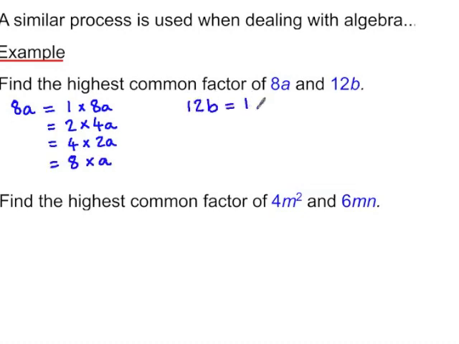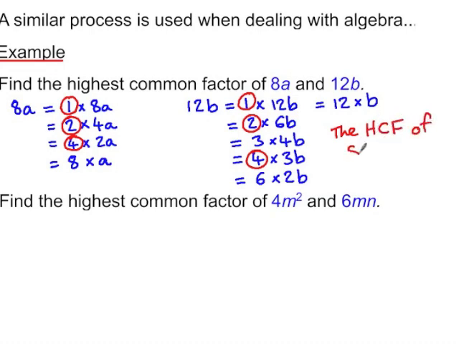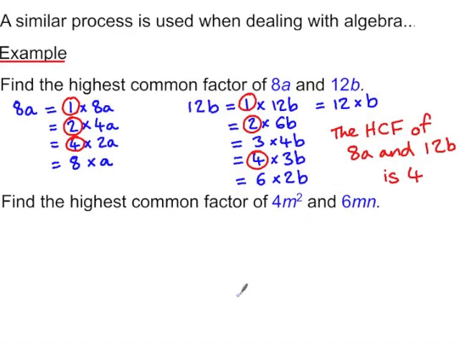12b is 1 times 12b, 2 times 6b, 3 times 4b, 4 times 3b, 6 times 2b, and 12 times b. So my common factors are 1, 2, and 4. So the HCF, the highest common factor of 8a and 12b, is 4. Now I'd like you to pause the video again and find the highest common factor of 4m squared and 6mn before watching my solution.